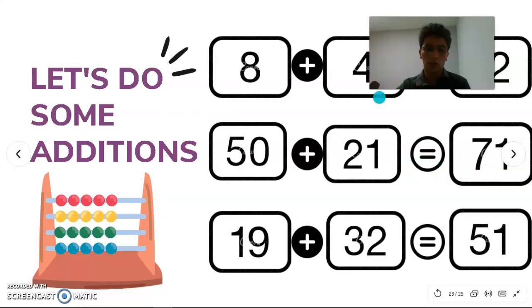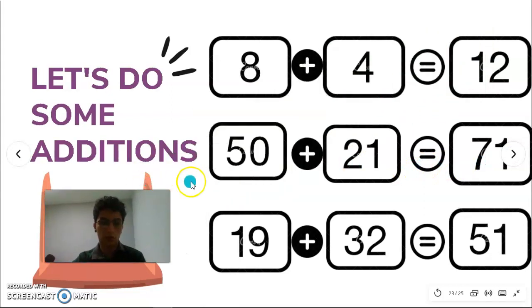Here we have some examples of additions. The first example is 8 plus, this is the plus symbol, el símbolo de suma, plus symbol. So 8 plus 4 is equal to 12.